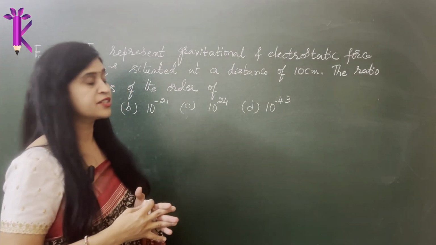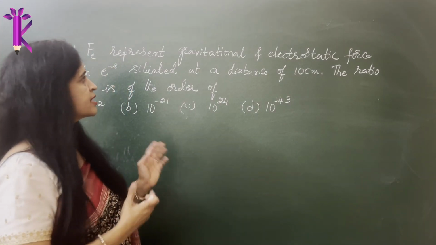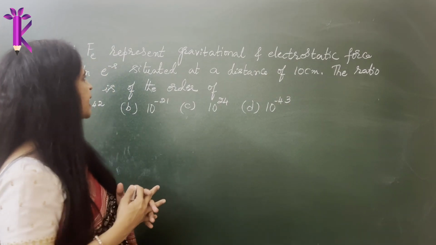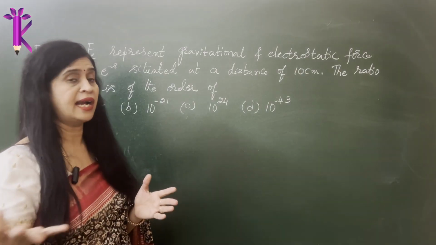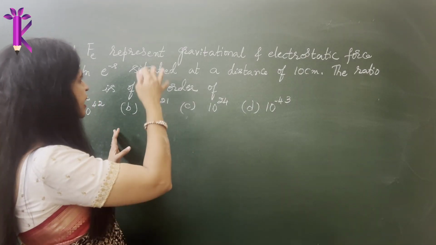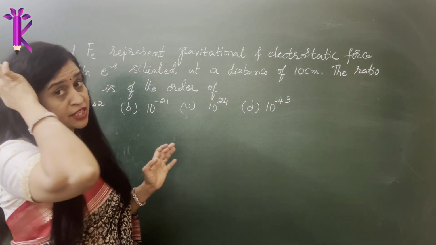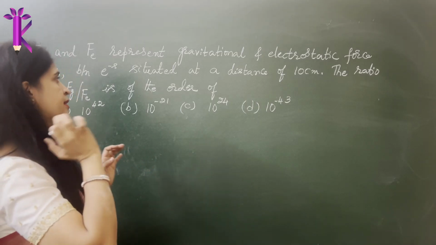Here's a very interesting numerical that we generally have in electrostatics, where they give you the electrostatic force of repulsion, and to that you take the ratio of the gravitational force of attraction, right?